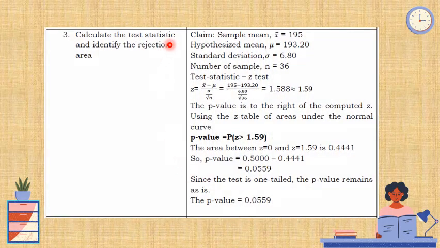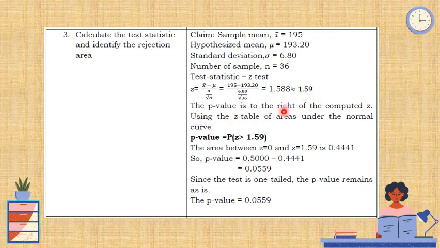Step 3, calculate the test statistic and identify the rejection region. So, our claim, sample mean, 195. The hypothesized mean, 193.2. The standard deviation, 6.80. Number of samples, 36. Of course, the test statistic that we will use is the z-test because the number of samples is greater than 30. So, using the formula, substitute the values, we will get 1.588 or approximately 1.59.